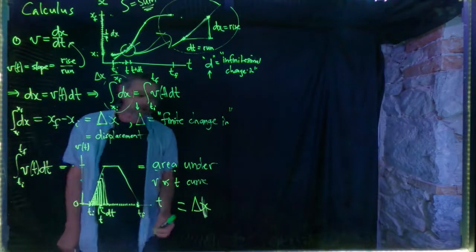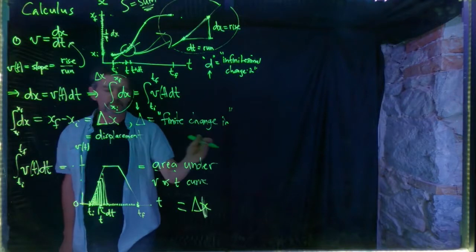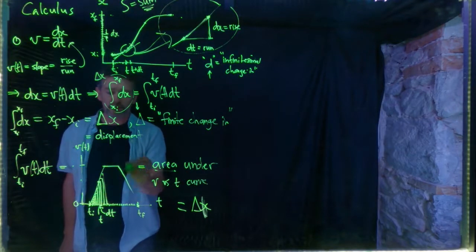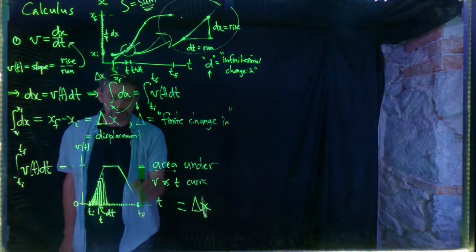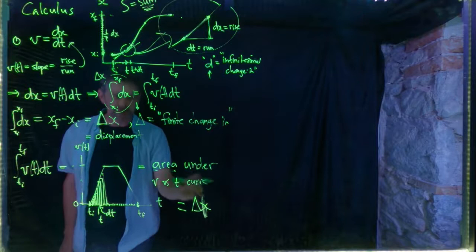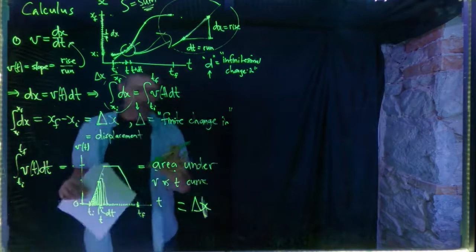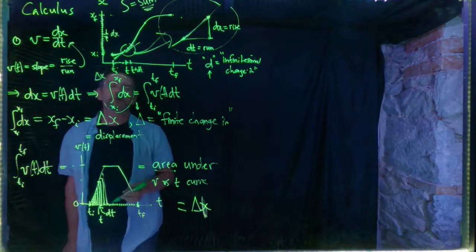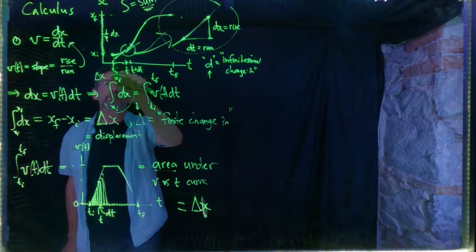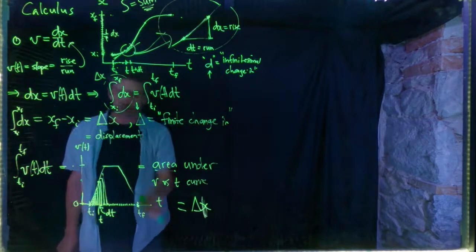And so what this is saying is that the displacement of an object from some time t initial to t final is equal to the area under the velocity versus time curve from that time t initial to that time t final. Displacement equals area under velocity versus time curve. And then an important thing to introduce here is the concept of average velocity. You can see that the velocity is certainly not constant. It starts out at 0, increases to some maximum value, then decreases back to 0.